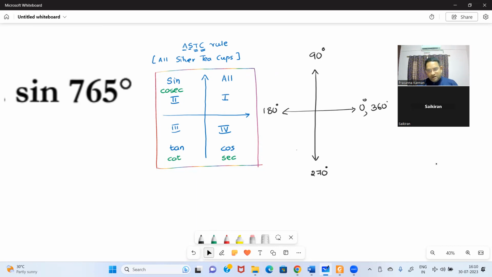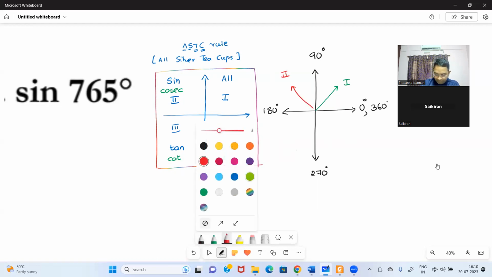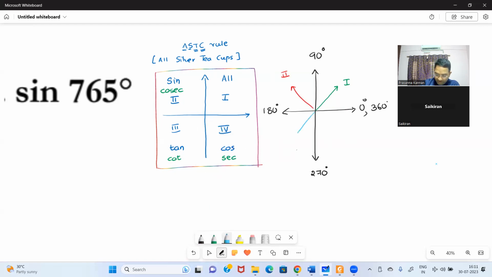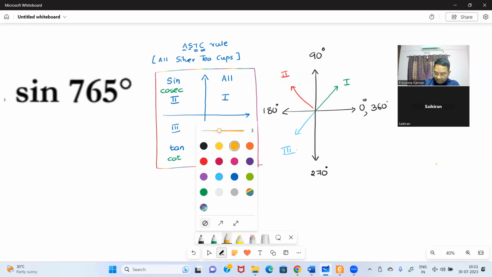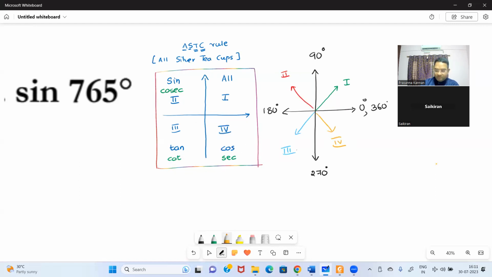Okay, and so on. Now, if any line is here, it will be in the first quadrant, correct? If any line is here, then it will be in which quadrant? Second quadrant. If any line is here, it is in which quadrant? Third quadrant. And if any line is here, it will be in the fourth quadrant. Correct? Okay. Now, with this knowledge, we will go to the steps.